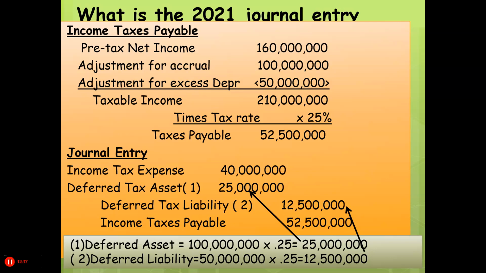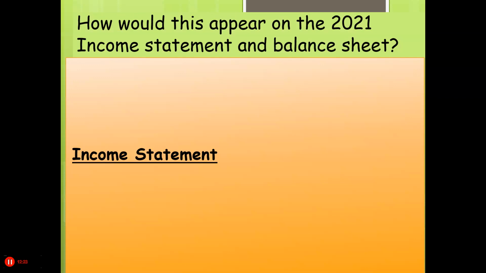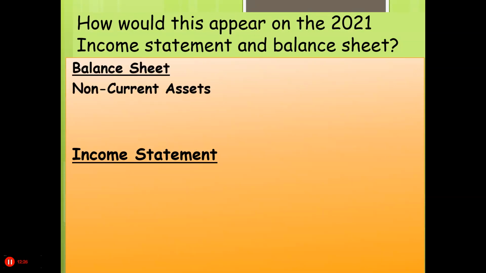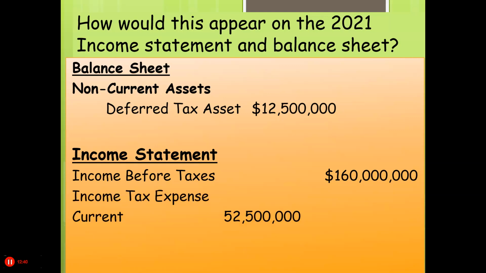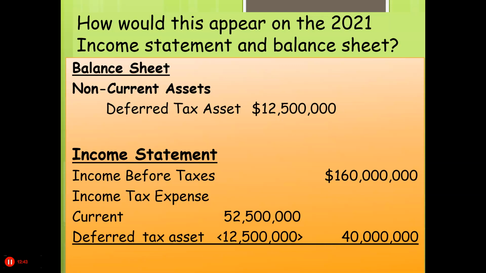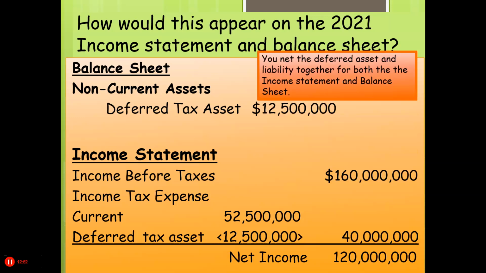Now let's take a look at what this looks like on the financial statements. On the balance sheet, we would see under non-current assets, deferred tax asset, which is the net amount of the two. And then for the income statement, we'd see income before taxes. Income tax expense would be our current minus our deferred tax asset, which would give us $40 million. So net income would be $120,000. And again, remember, you net the deferred asset and the liability together for both the income statement and the balance sheet.